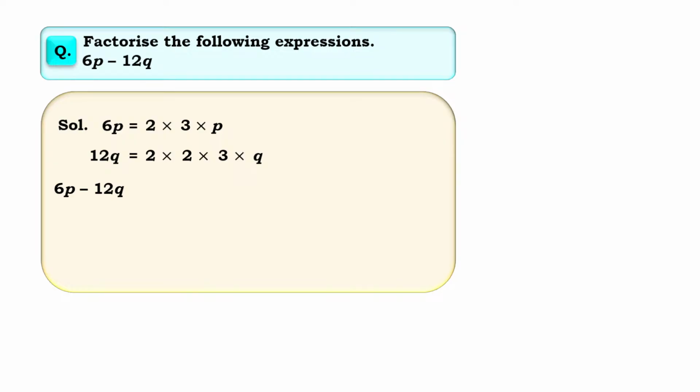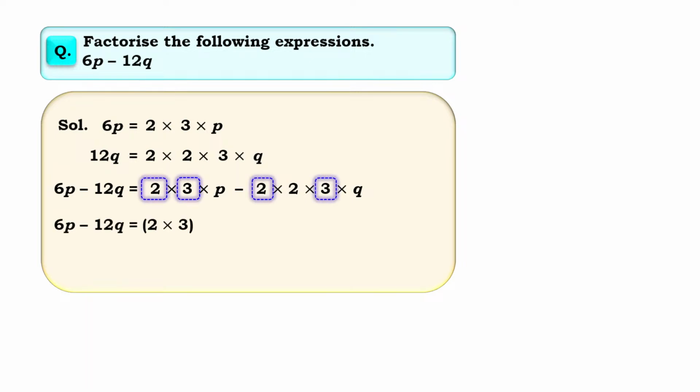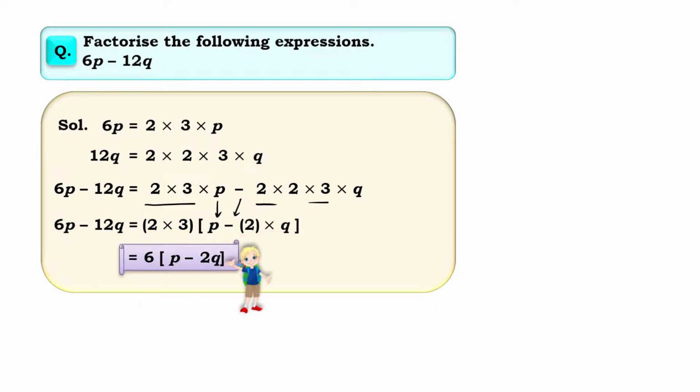So let us write down the expression, that is 6p minus 12q. So here 6p is 2 into 3 into p, minus sign, 12q means 2 into 2 into 3 into q. So let us see the common factors. So here 2 is common, write down. Again 3 is common, write down. That's it, nothing else is common. So p is remaining, because when you take out these two common factors, this is p and this is minus sign, and the remaining part is 2q. So it is 2 3s are 6 and p minus 2q. Hooray!